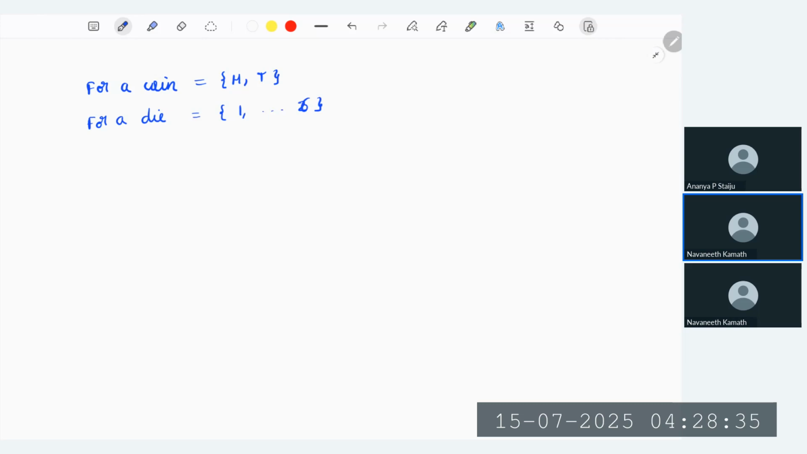So firstly, we have something called an experiment. Experiment means any action whose outcome is unknown. Okay, any action we are doing, what will happen we don't know. I am tossing a coin, I don't know what will happen.